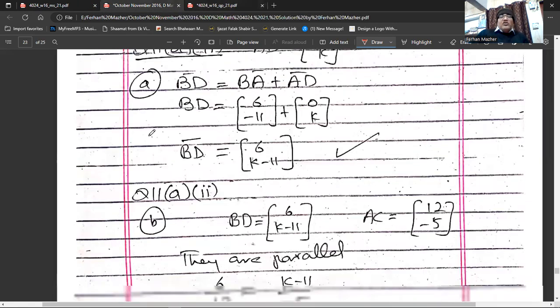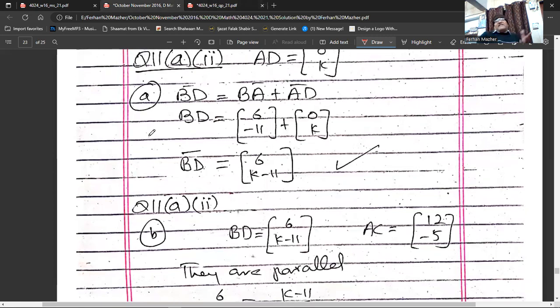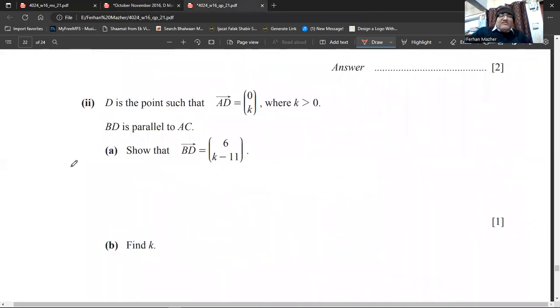So from B go to A, from A go to D. I know the AB value, so the BA value will be the negative of that. So BD will be equal to (-6, -11) plus (0, K). Sorry, this is not minus 6, this is plus 6. So it is (6, K minus 11). You have to show this, so we have shown it.